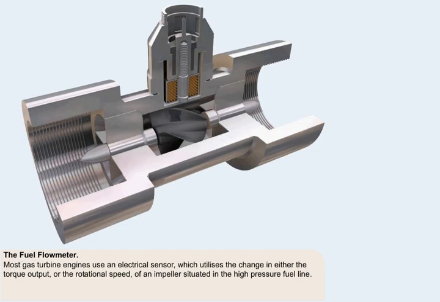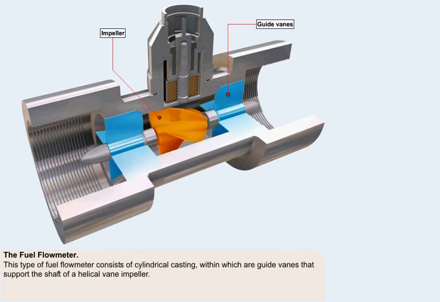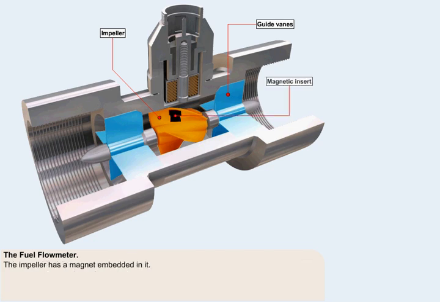Most gas turbine engines use an electrical sensor, which utilizes the change in either the torque output or the rotational speed of an impeller situated in the high-pressure fuel line to the fuel spray nozzles. This type of fuel flow meter consists of a cylindrical light alloy casting, within which are guide vanes that support the shaft of a helical vane impeller. The impeller has a magnet embedded in it. Electrical pick-off coils are situated in the wall of the cylinder casting.